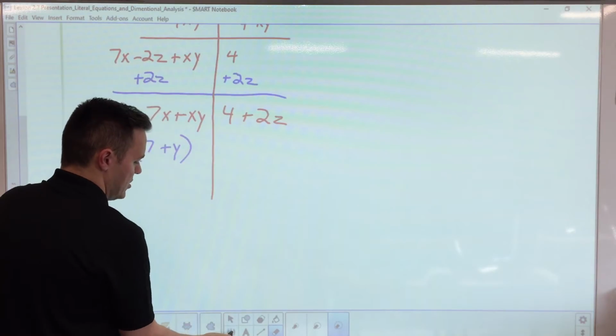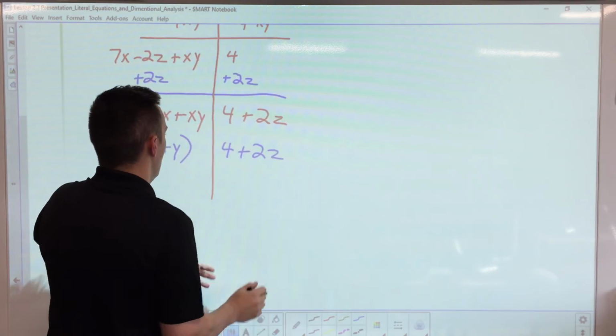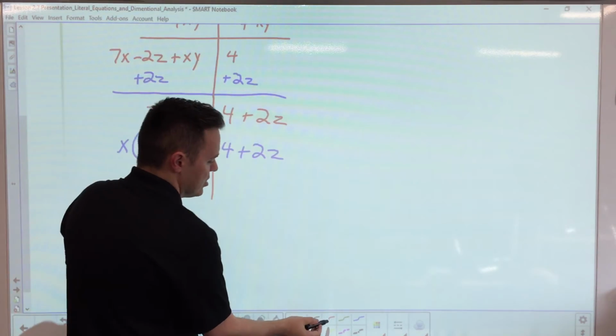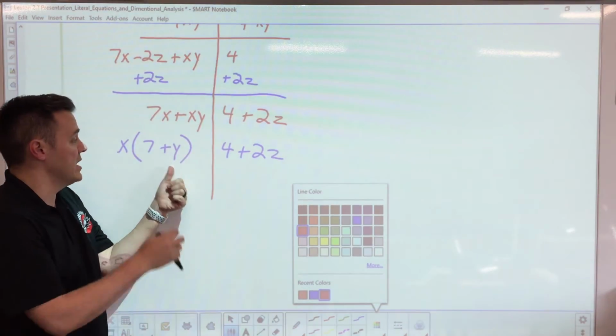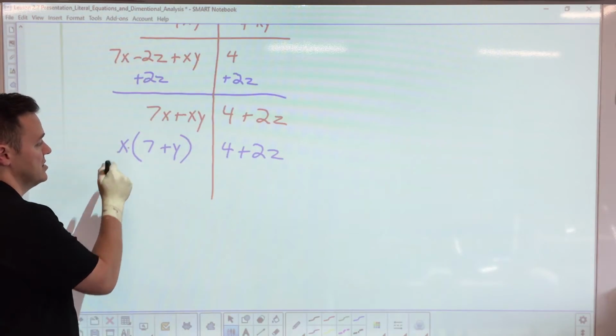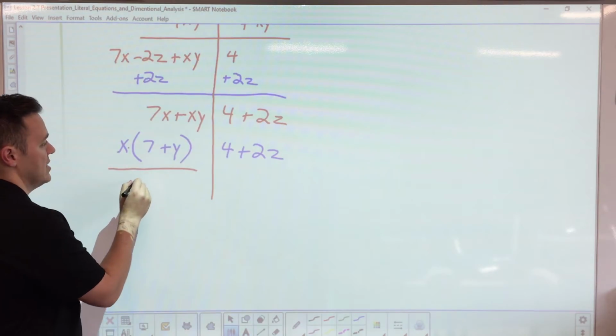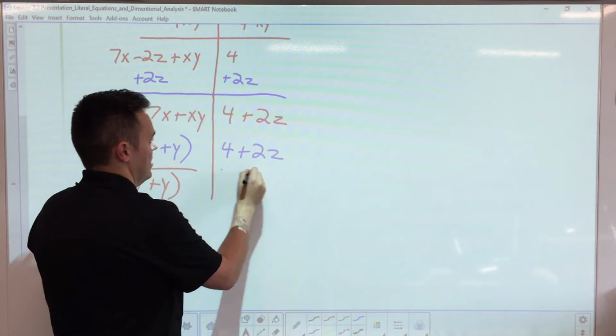Now we need to make sure we finish off this side, all right? This is still 4 plus 2z. We're not doing anything crazy. Now here's the question. Can we now get rid of this? And what I mean by get rid of it, can we move it over to here? The answer is yes, you can, because this is multiplication. So you would actually divide both sides by 7 plus y.